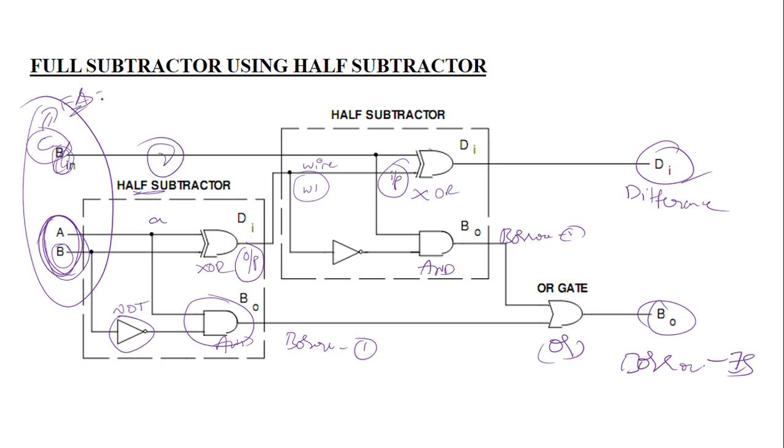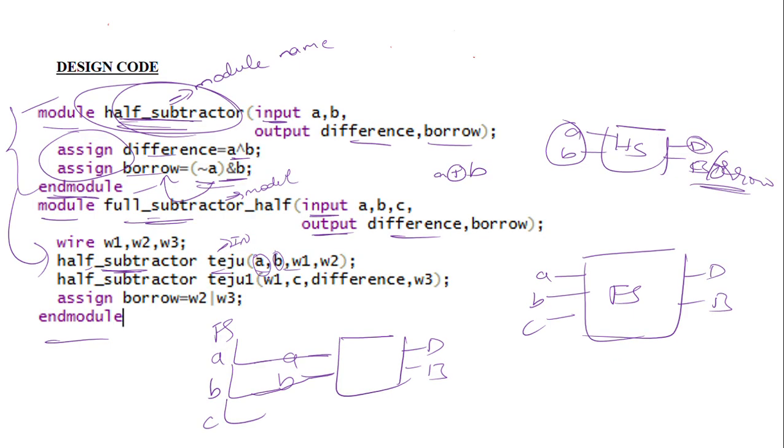So the full subtractor has three inputs. Now what are you going to do? You have to connect these three ports with these two ports. So how are we going to connect? We have three of them, but from those three we are going to assign two inputs to the half subtractor. So that's why I write A comma B.